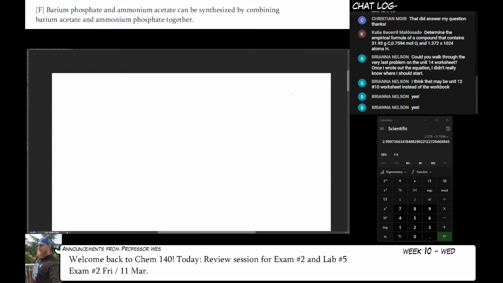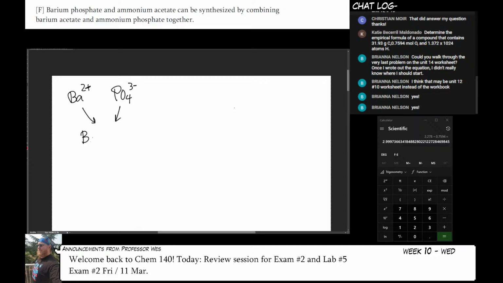Okay, cool. So we have barium phosphate. So we got barium, which makes this ion. And then phosphate, which makes this ion. And so to put those together, hopefully that makes sense, why we would put those like that. I've got to balance out the charges, and I need 3 of these guys and 2 of these guys.